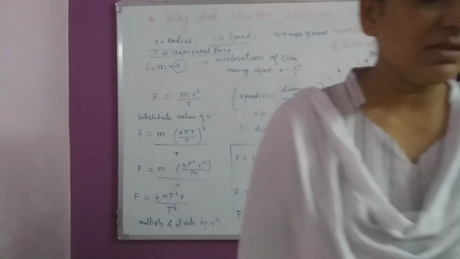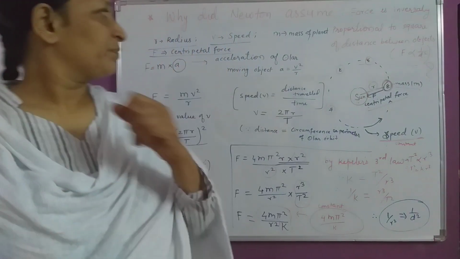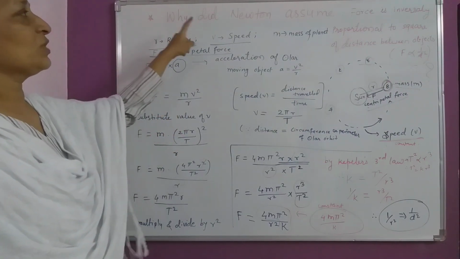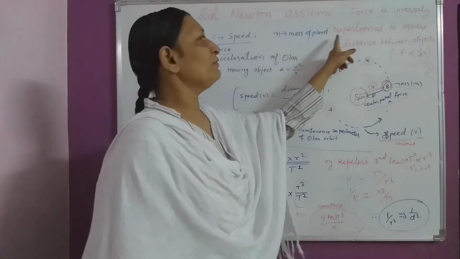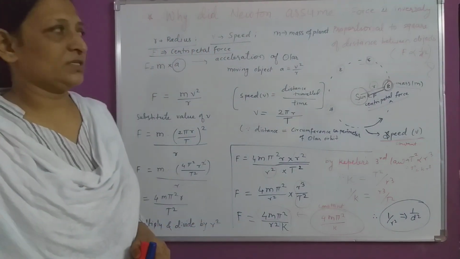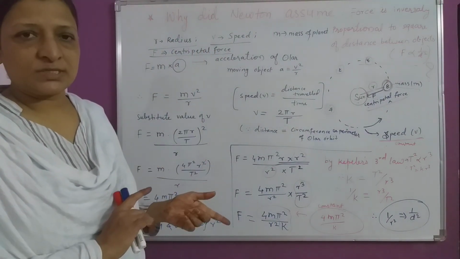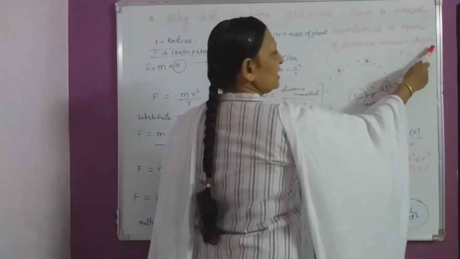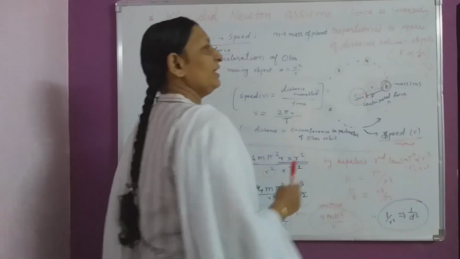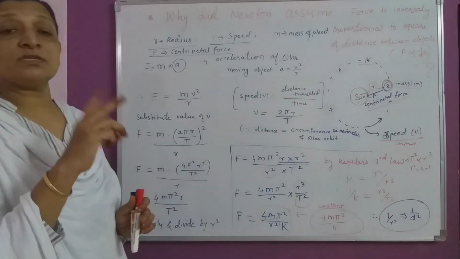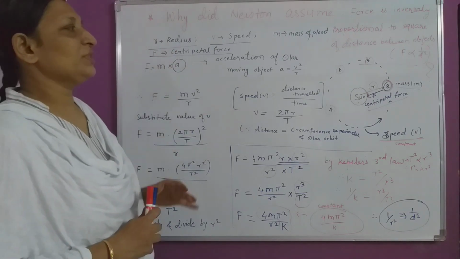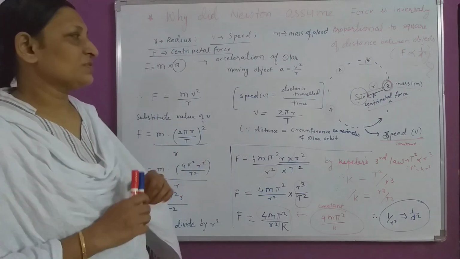Students, let's discuss now the next topic, which is related to the previous topic: why did Newton assume force is inversely proportional to the square of the distance between the two objects? Force is inversely proportional to the square of the distance. Why has he taken the inverse of the square of the distance? So this we can prove with a very simple demonstration here.